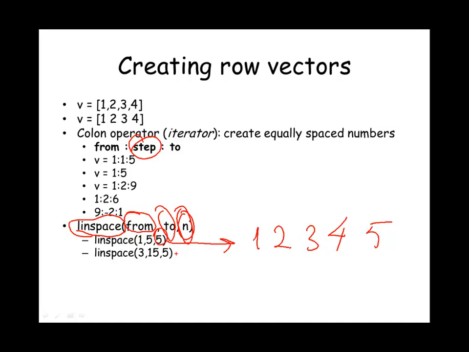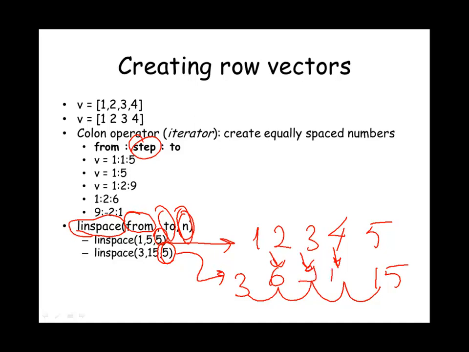In the next example, you are generating numbers from 3 to 15. Again, you would like to have 5 numbers. So MATLAB will calculate the step size to fill in these numbers. And you can do that too. So the difference from 15 to 3 is 12. You have 4 increments, so each increment should be a step size of 3. So you will get 3, 6, 9, 12, 15.